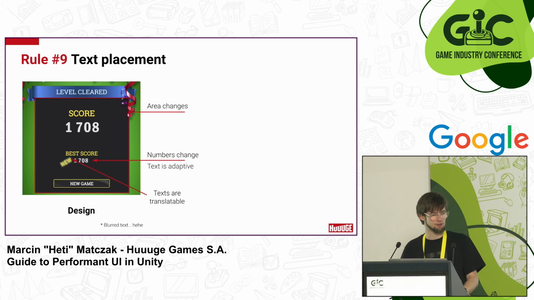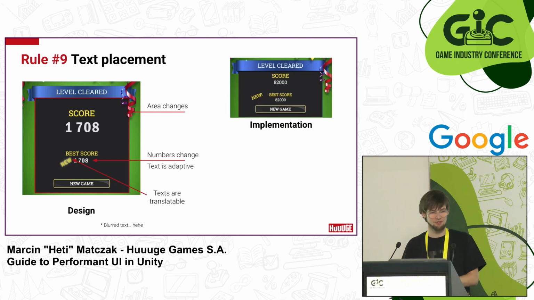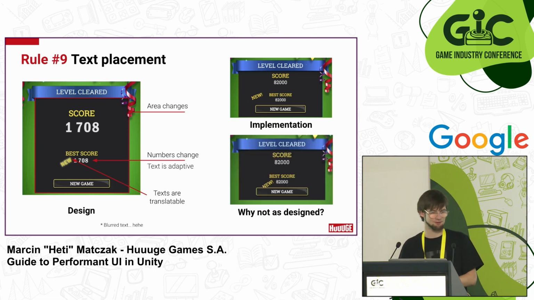I once received a design of a window. The area of the pop-up was changing, because different windows were displayed above and below it. The numbers change, and the text would also change because of translations. So I immediately noticed that this design may pose a problem, so I decided to implement it differently. And so came the product owner, asking why I changed the design? Well, I explained with a simple fix.